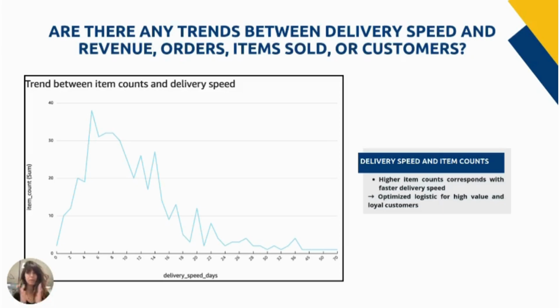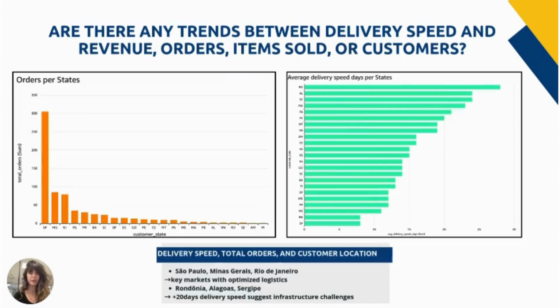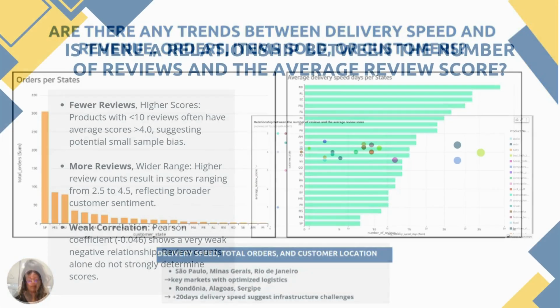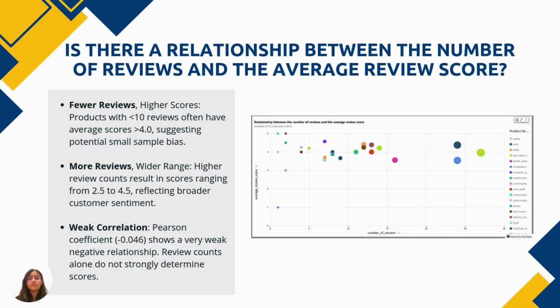Item counts peak within this 10 to 15-day delivery range, reflecting our company's logistical efficiency for handling larger orders in this time frame. Finally, Sao Paulo leads with the fastest deliveries and highest volumes, followed by Minas Gerais and Rio de Janeiro, while remote states like Rondônia, Alagoas, and Sergipe face longer delivery times and low orders, probably due to logistical challenges in infrastructure.